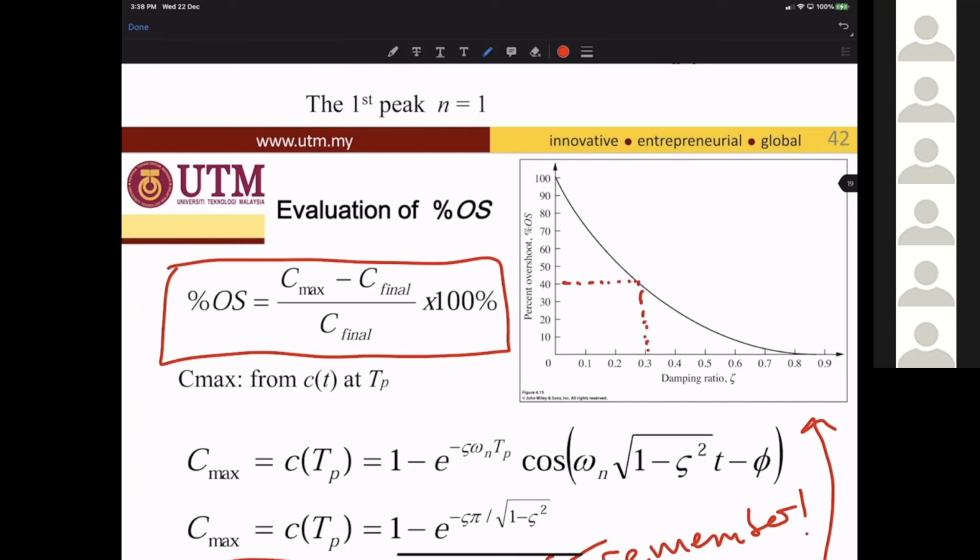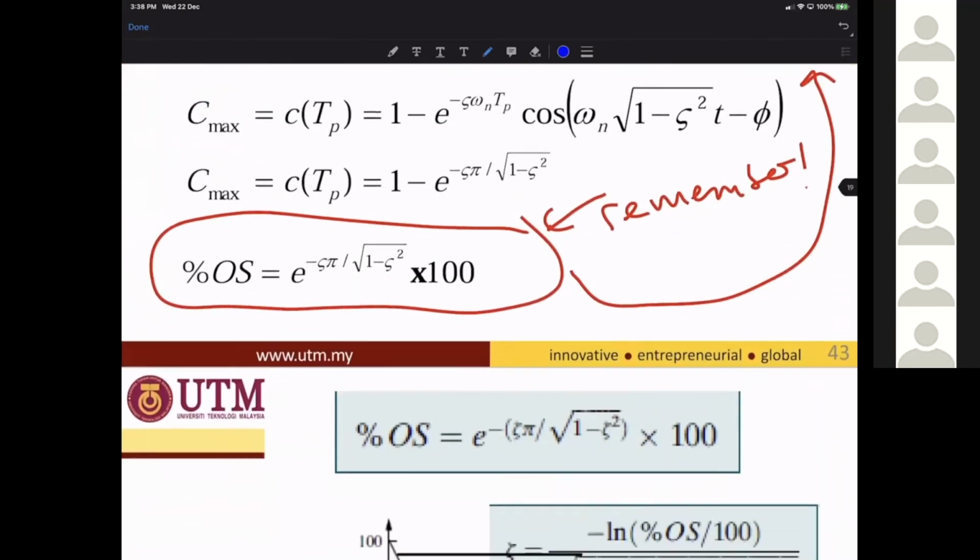Izati? Yes, Prof. When the overshoot is equal to 10%, what is the value of zeta? 0.5. 0.55. So that's the way we calculate the zeta.